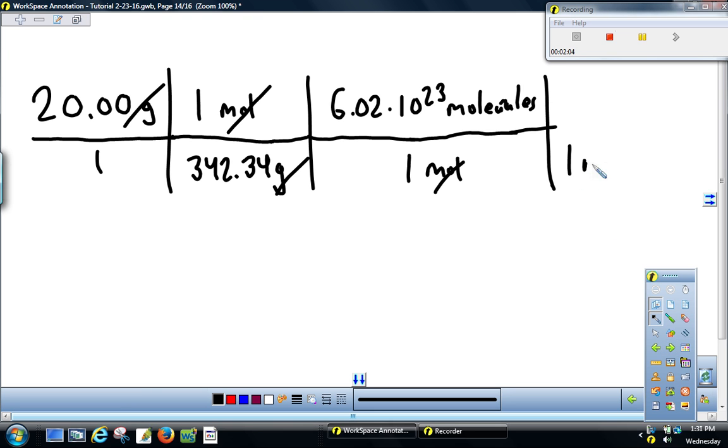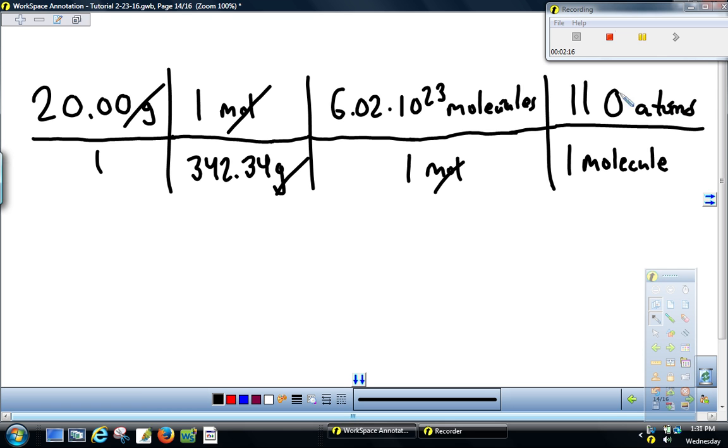So we're going to use that as our last conversion. 1 molecule of sucrose contains 11 oxygen atoms, so molecules of sucrose cancel. Let me put a little dash here so you can see it's 11, not 110. We're going to multiply everything across the top and divide everything on the bottom. So it's basically 20 divided by 342.34, times 6.02 times 10 to the 23rd, times 11 to compensate for 11 oxygens per 1 molecule. And we get a final answer.